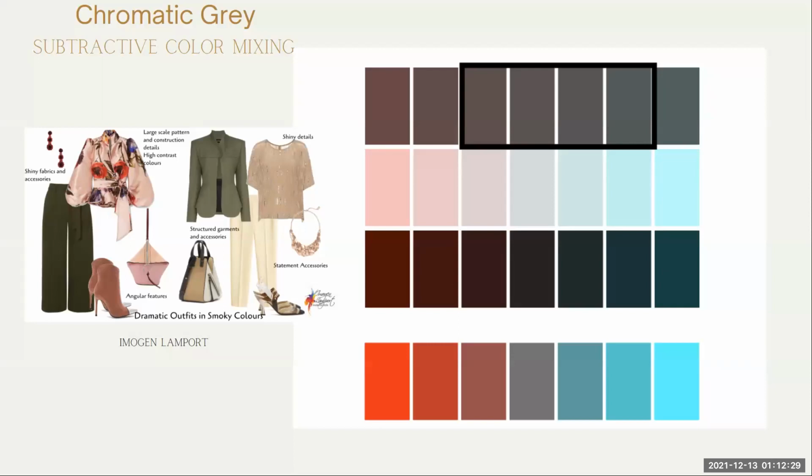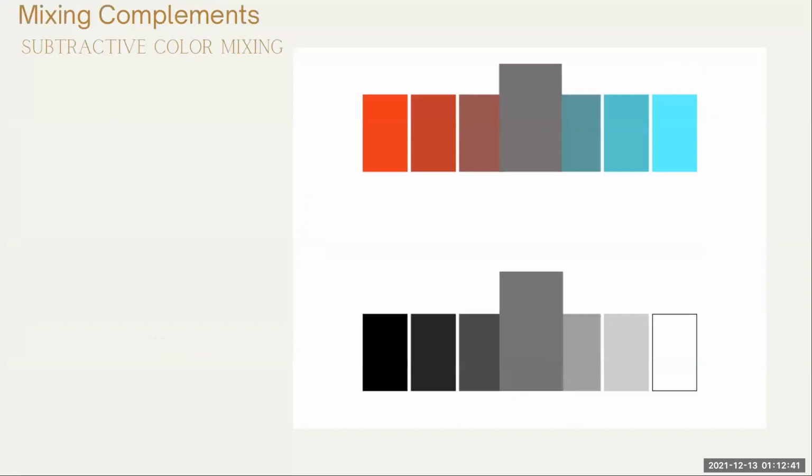So as you can see from this smoky color dramatic outfit, the muted tones and the muted grays are actually what make our world so interesting. When creating gray, yes, you can create gray with black and white, but it is also useful to learn how to mix gray using complements.